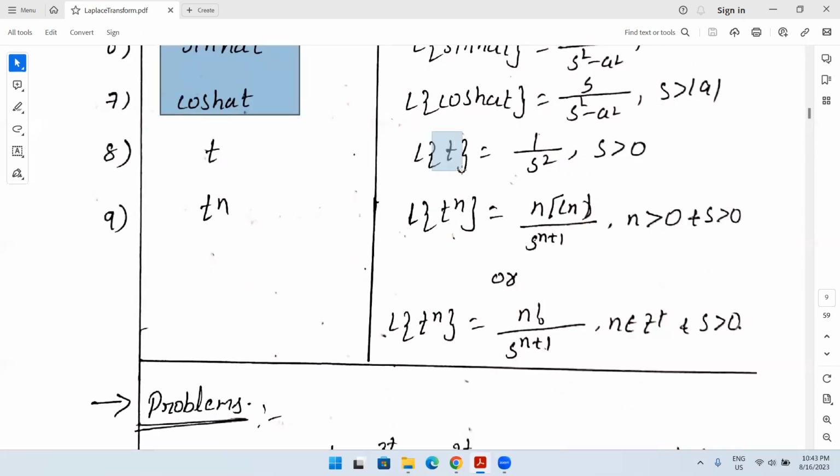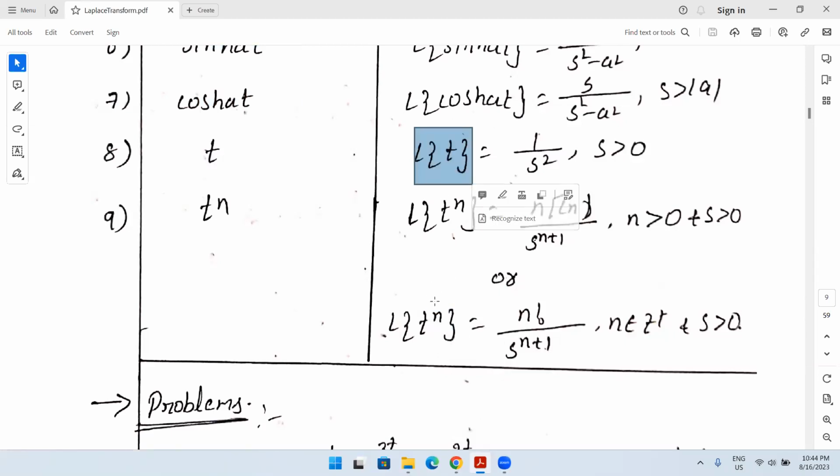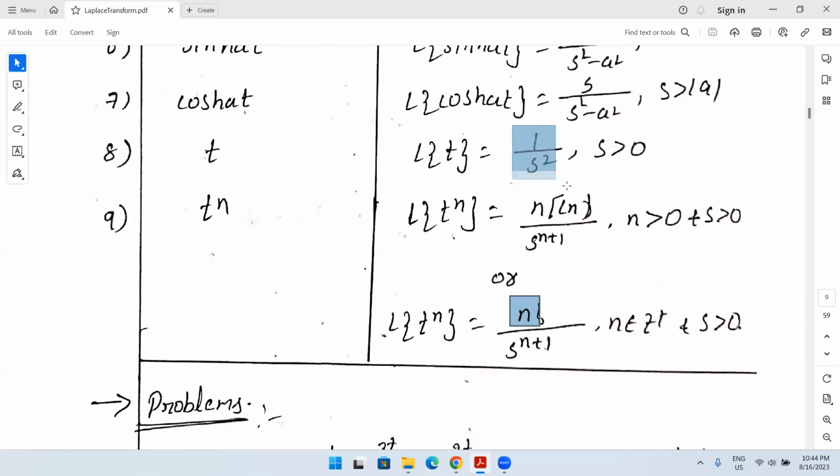And we shall see L of t is simply 1 by s square. So these two, the 8th and 9th formulae, are similar. First I'll explain L of t power n. The power is important here. L of t power n is n factorial by s power n plus 1. Suppose in the place of n, if you put 1, t power 1, we get this formula. L of t power 1: substitute in the same formula, 1 factorial by s power 1 plus 1. 1 factorial is nothing but 1, and s power 1 plus 1 is s square, so 1 by s square. So we get the same formula, 1 by s square. So these two are similar.